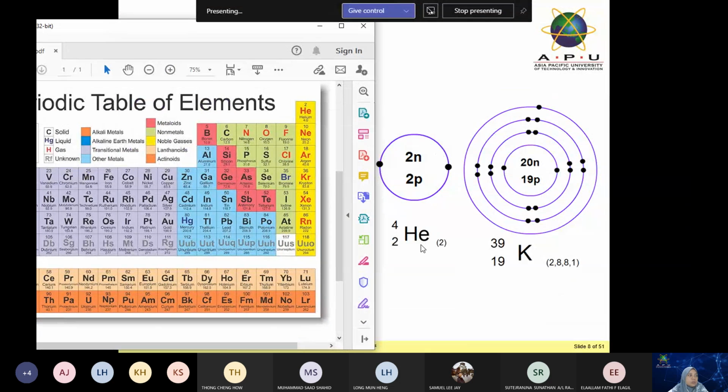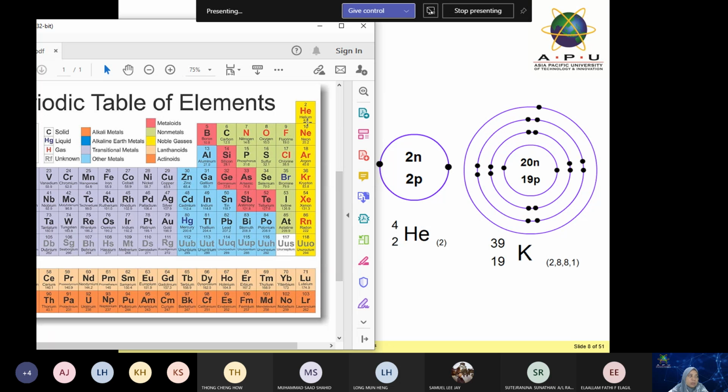Okay. So, the third one is helium. Okay, helium, you need to refer to the periodic table. Helium's atomic number is 2. Atomic number 2. So easy, just draw 2 here, 2 dot. No need to put any comma because the maximum is 2 only. Okay, 2 dot only is enough.